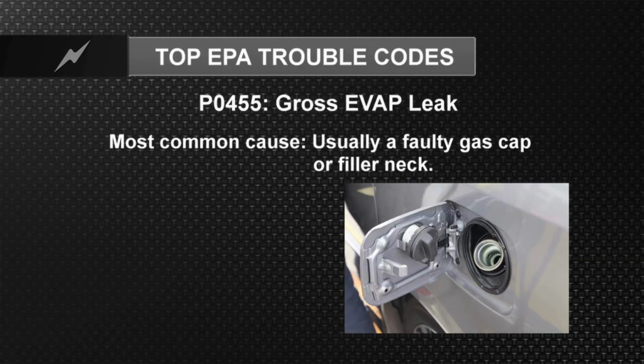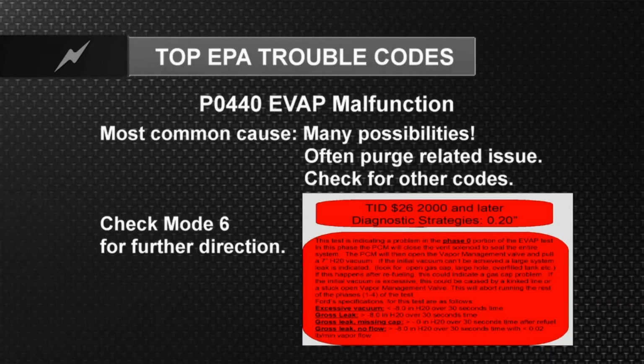P0442, small evap leak. Possible causes include a slightly leaking gas cap, a faulty canister closed vent valve, or an evap bypass hose. Use a scan tool and a smoke machine to perform a system seal test and locate the leak. P0440, evap malfunction. A vague code often pointing to a purge-related issue. Check for related codes and Mode 6 data for diagnostic insight.